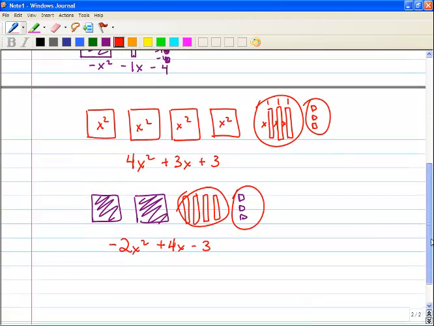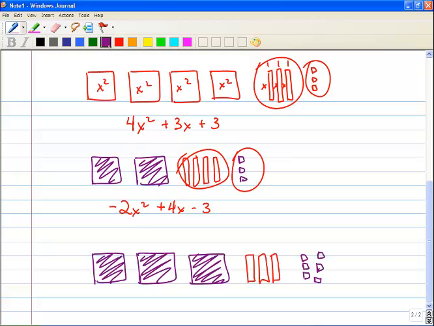Alright, I'd like you to try this one for me, please. Purple equals negative, and red, in this case, will equal positive.